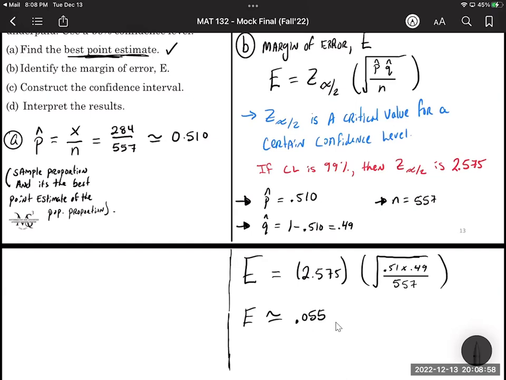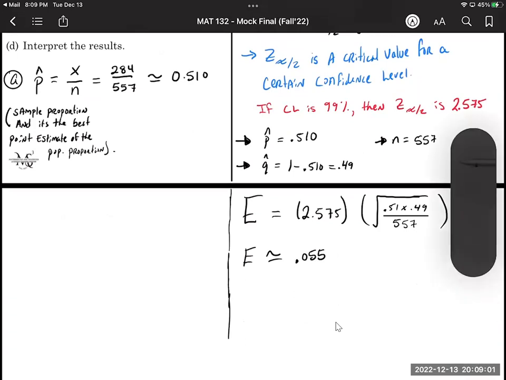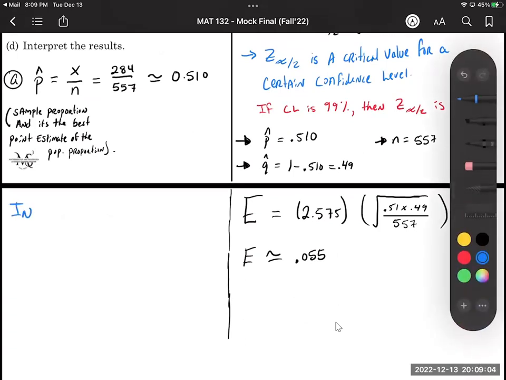All right, I can write this out real quick. It doesn't take me long. So in the calculator, this is what you should do. In the calculator, begin with your square root symbol, right? Depending on your calculator, you can get that square root symbol. Then you have an open parenthesis. So inside of the open parenthesis, you get 0.51 times 0.49 divided by 557, and then you close the parenthesis.